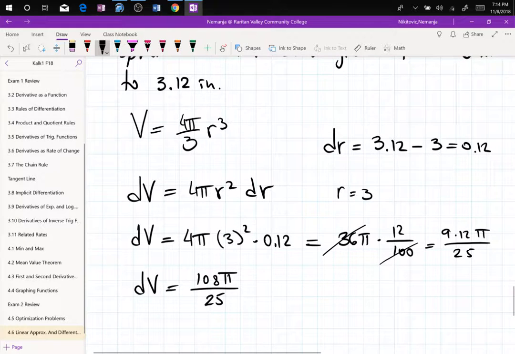Now, let's use the calculator to see 108 pi over 25. Did you calculate the whole thing? 13.56 inches cubed. So if the radius grows by those 0.12 inches, the entire volume will grow by about 13 and a half inches cubed.